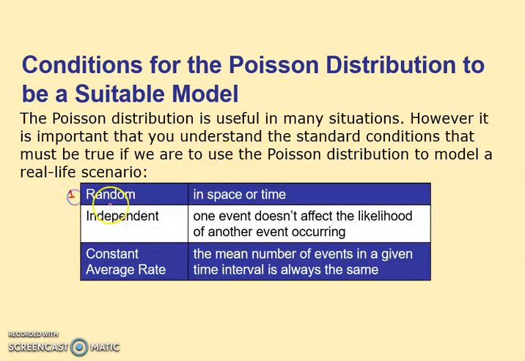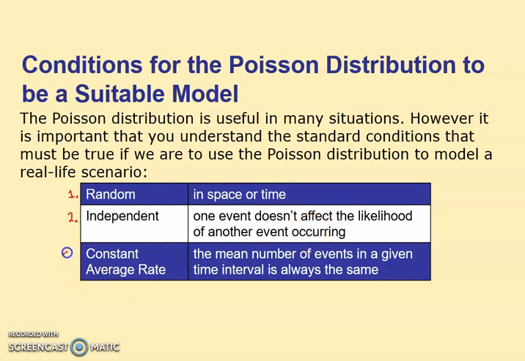Number one, the events occur randomly. If you talk about those dead snakes as we drive along the road, that's the space bit, I suppose. There's no reason for them to all be in one place or another place. They're completely randomly spaced out. Number two, each event, in this case dead snakes, occurs independently. Just because one occurs doesn't make another one occurring any more or less likely.